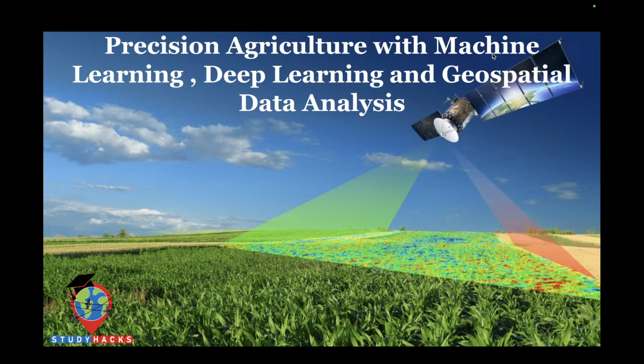Okay, so let's go. We start precision agriculture with machine learning, deep learning, and geospatial data analysis. So basically, in this training, I will try to show you some examples for machine learning, as well as some examples for deep learning, and also with the help of geospatial data analysis. So it covers a lot of topics. I hope it will be covered. So let's start one by one.